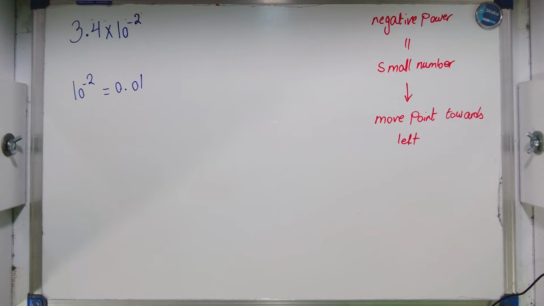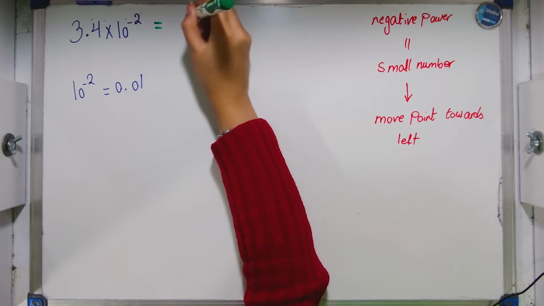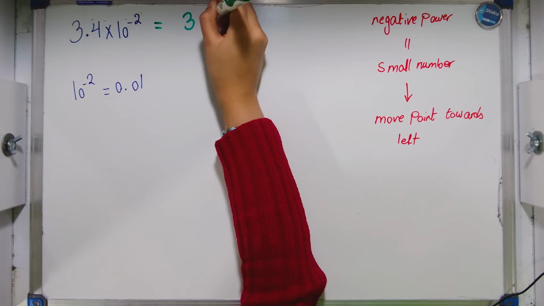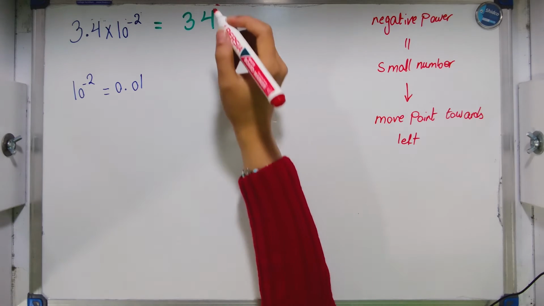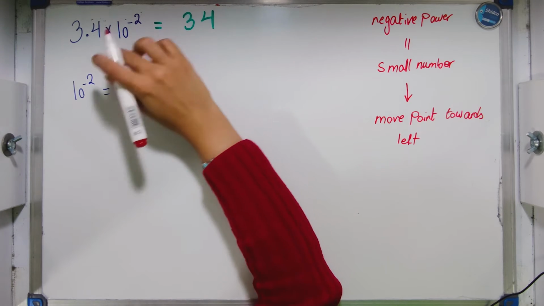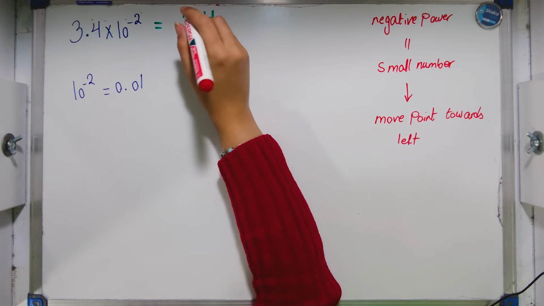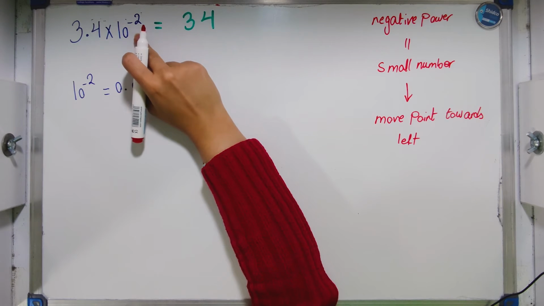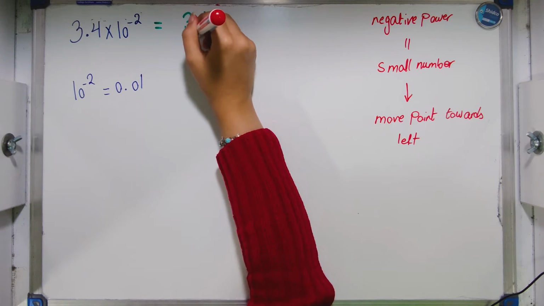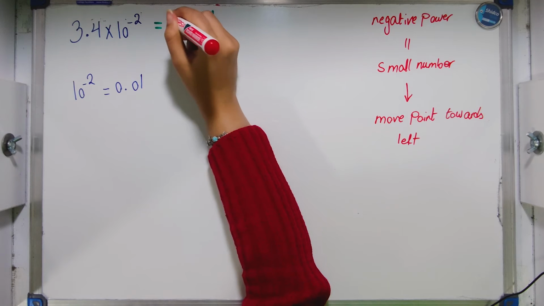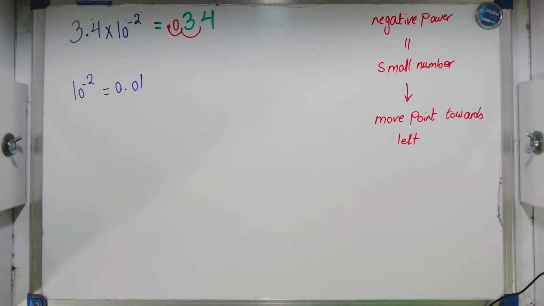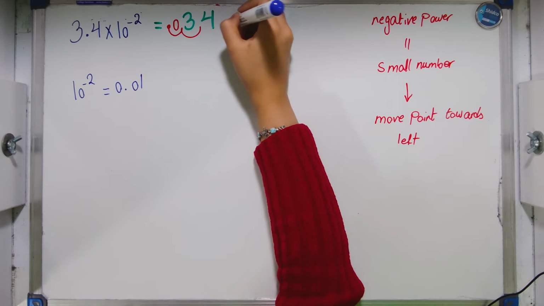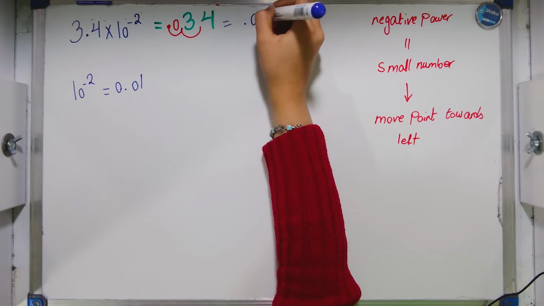So look at this example. I write 34 here. I say the point normally is here, okay? But I have to move it by 2 towards the left. So 1 and 2. The point will be here, and I have to put a 0 here too. So my answer will be 0.034.